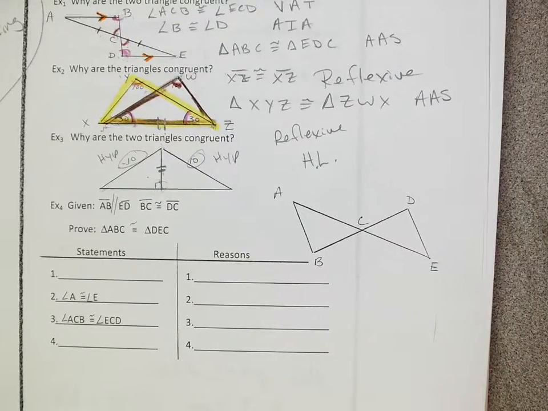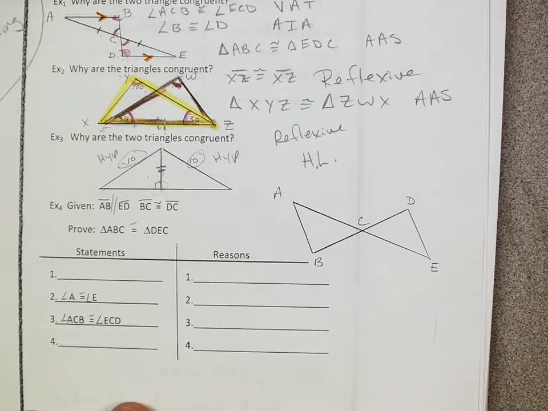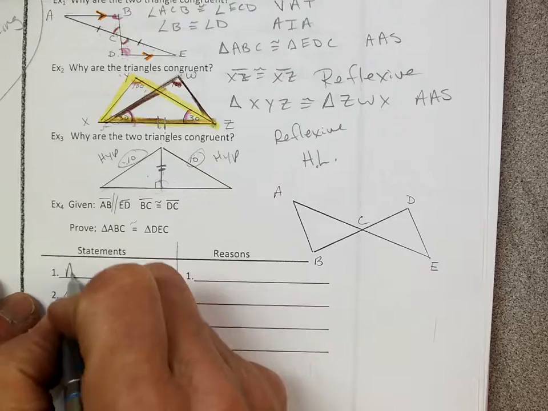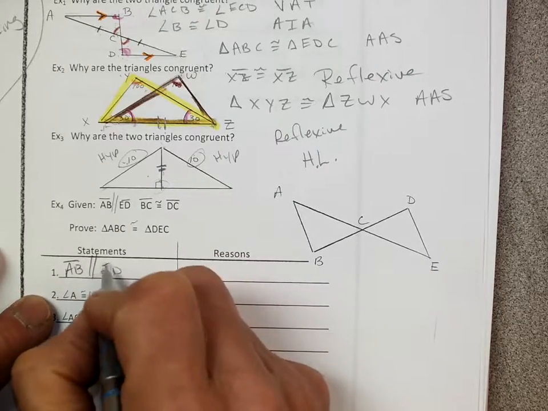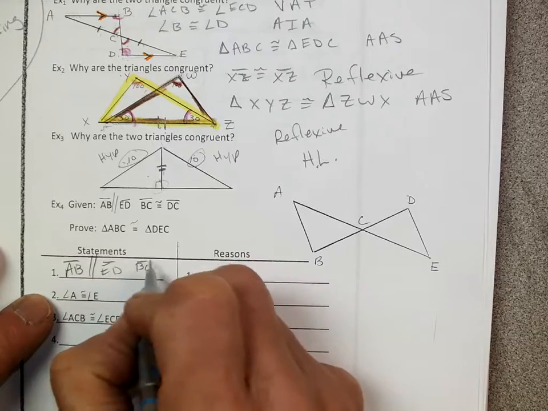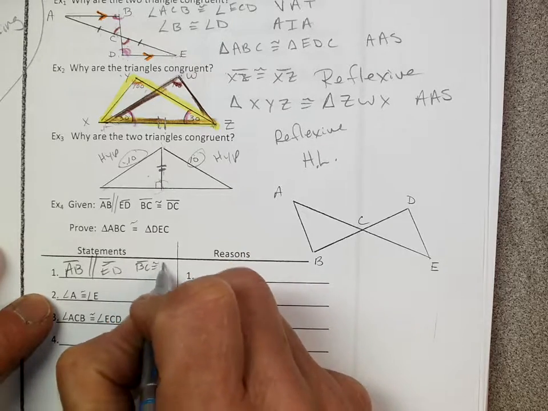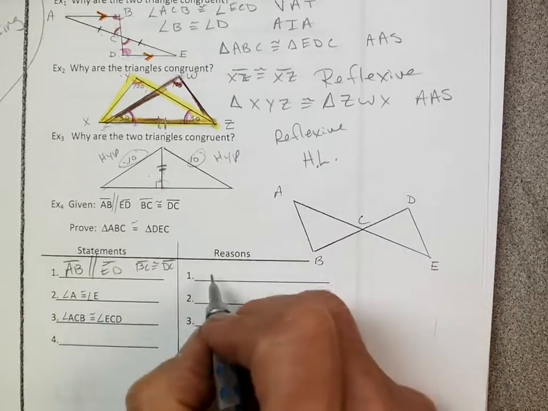Example 4. Oh, it's a proof. We love proofs, don't we? No. Yes, we love proofs. But you know, we can all get the first step. First step's easy. What's step 1? The given. So AB parallel ED, and we're also going to say BC is congruent to DC. Okay, reason for that is given, right?